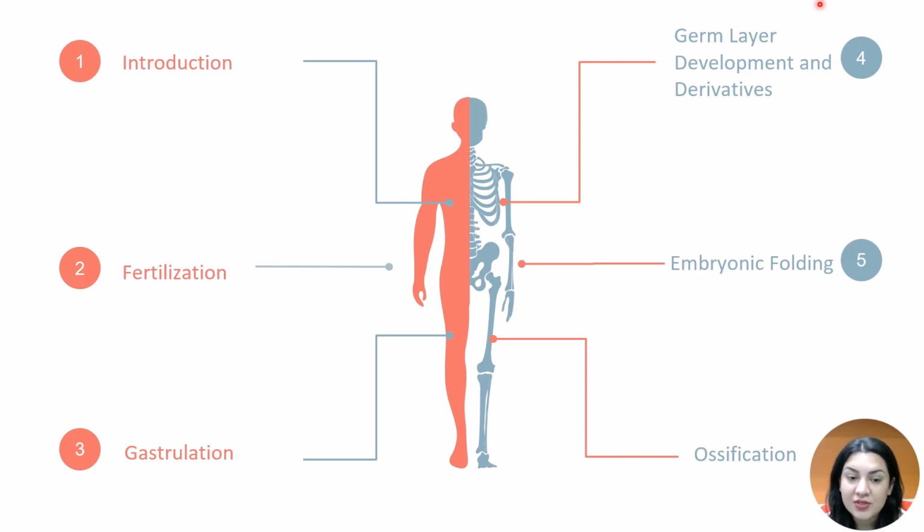And then once we understand gastrulation a little bit, when we've expanded enough on gastrulation, we can talk about those germ layers that we have, how those germ layers develop, and what they give rise to. So what the derivatives of those germ layers are.